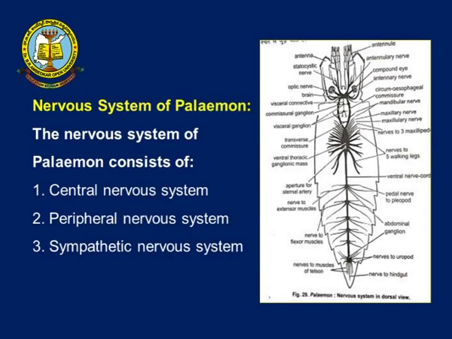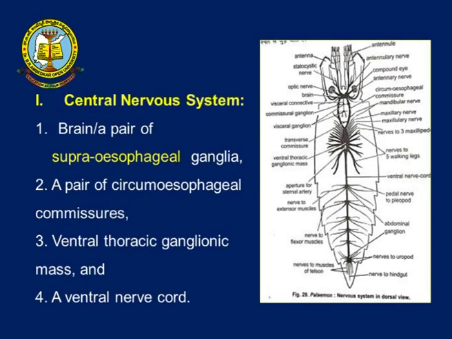The nervous system of Palaemon consists of the central nervous system, peripheral nervous system and sympathetic nervous system. What is the central nervous system comprising of? The central nervous system comprises the supraesophageal ganglion on top, and it has a pair of circumesophageal commissures on the posterior part of the brain, and they have a ventral thoracic ganglion and a ventral nerve cord running all along the body of the prawn.